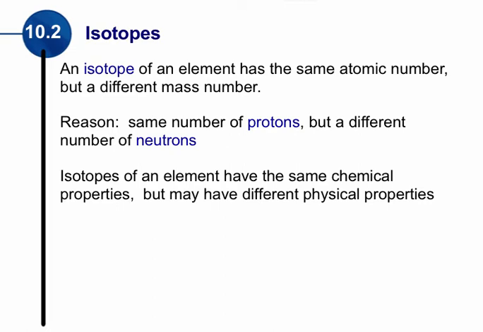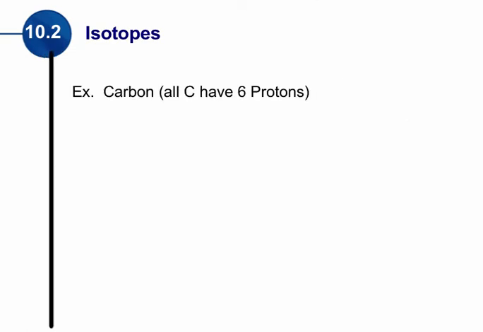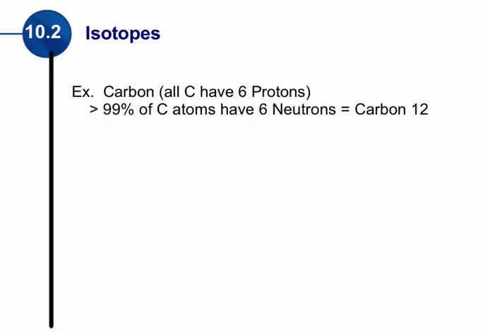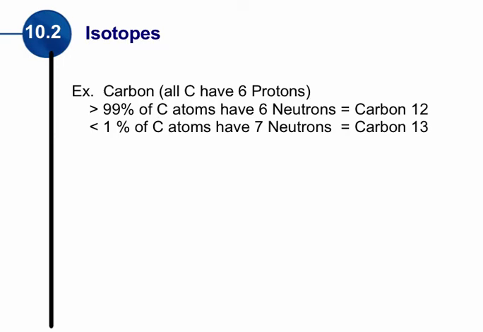Now, where have we already seen this? We actually have seen this, we just haven't told you yet. Let's look at carbon, because we know that all carbon has 6 protons. Most of the carbon in the world, 99% of the carbon in the world, has 6 protons and 6 neutrons. And we call this carbon-12. Well, there's a very small percentage, less than 1%, that actually exists naturally with 7 neutrons. And if we add the protons and neutrons together, 6 and 7, we'll have 13, carbon-13.